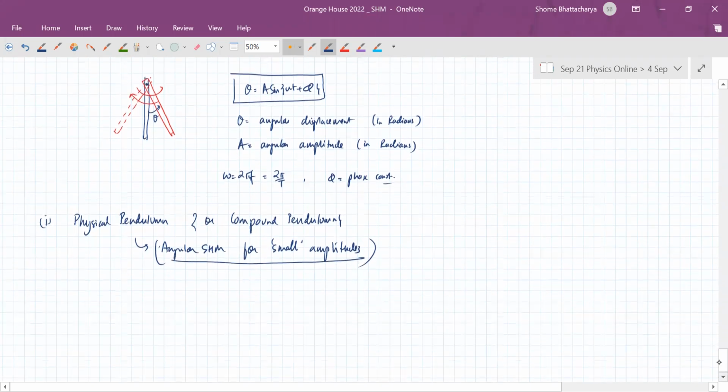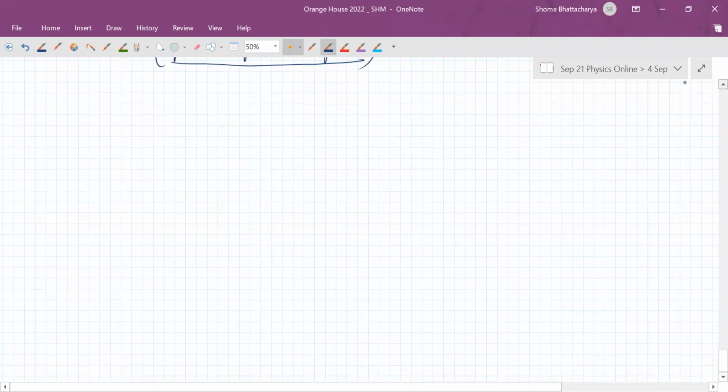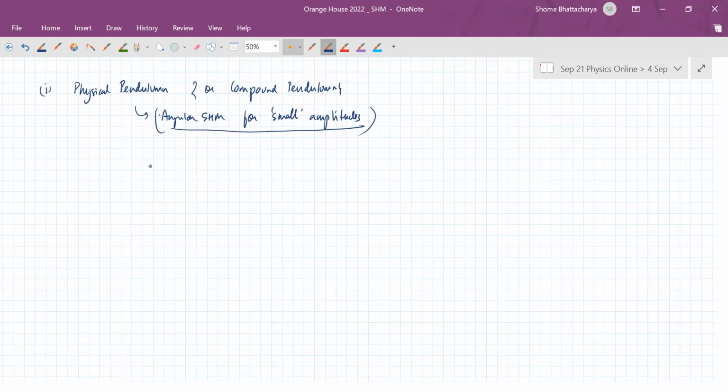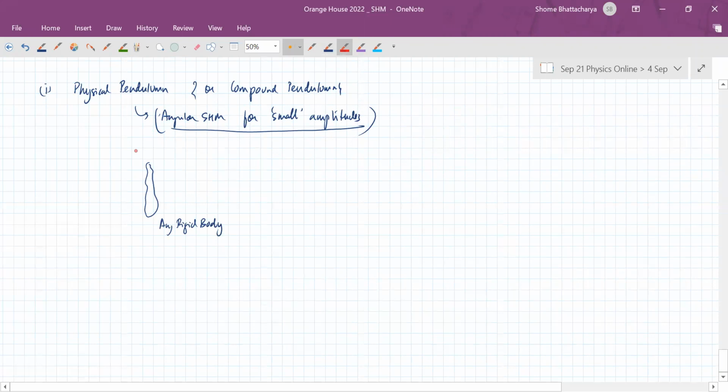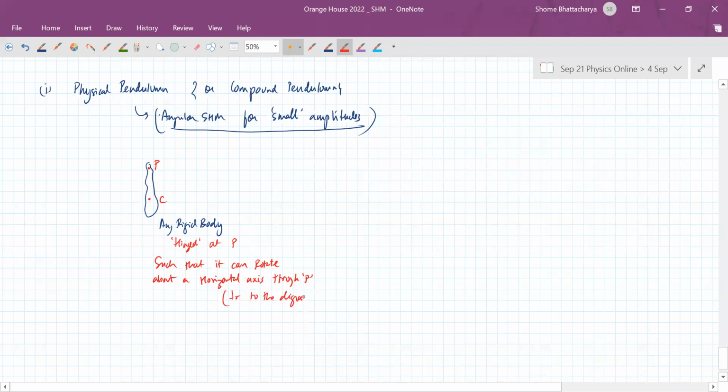Okay, so a physical pendulum consists of basically any rigid body which has a hinge at the point P and center of mass at the point C. So it is hinged at the point P such that it can rotate about a horizontal axis through P perpendicular to the diagram's plane.